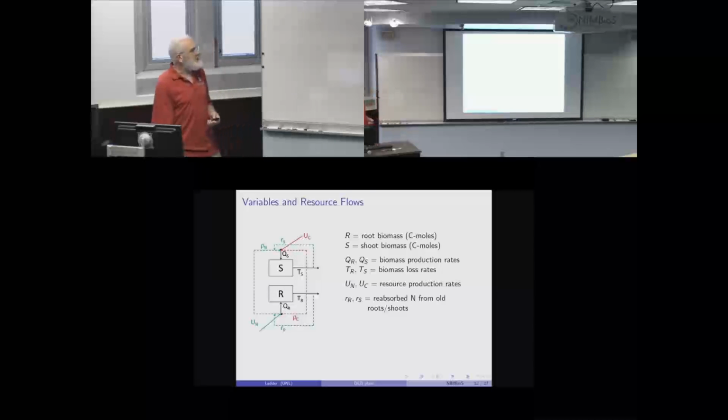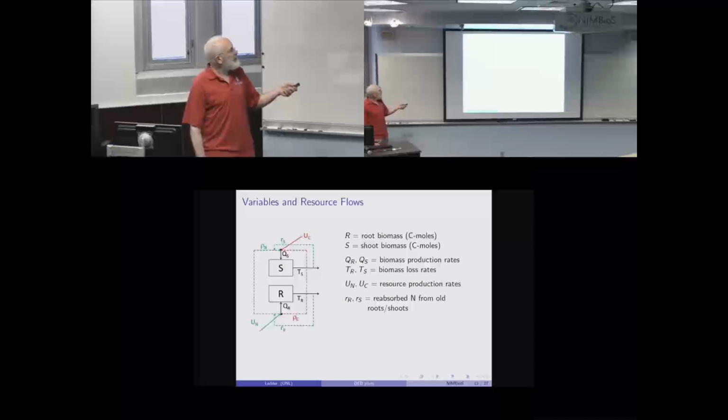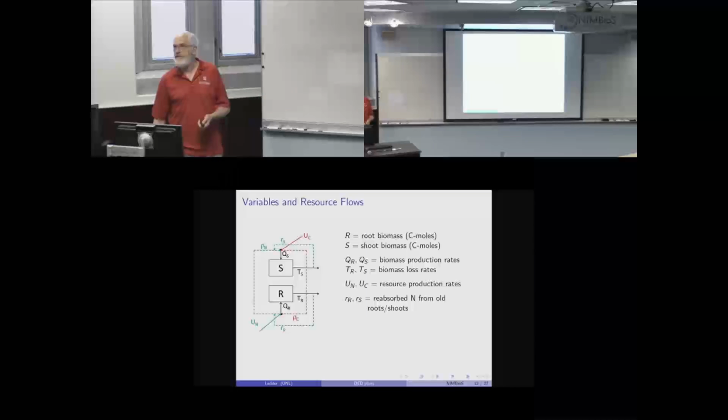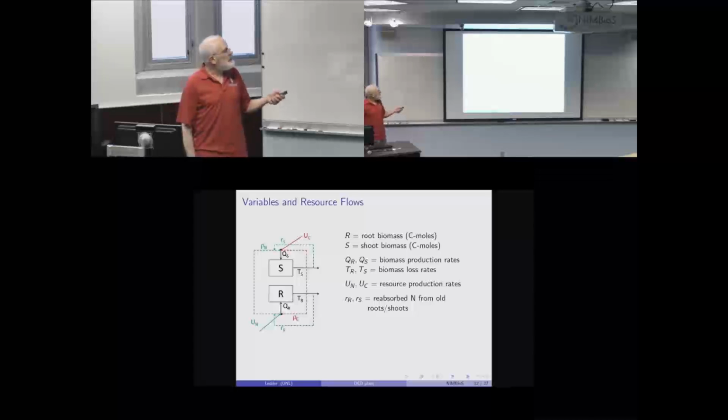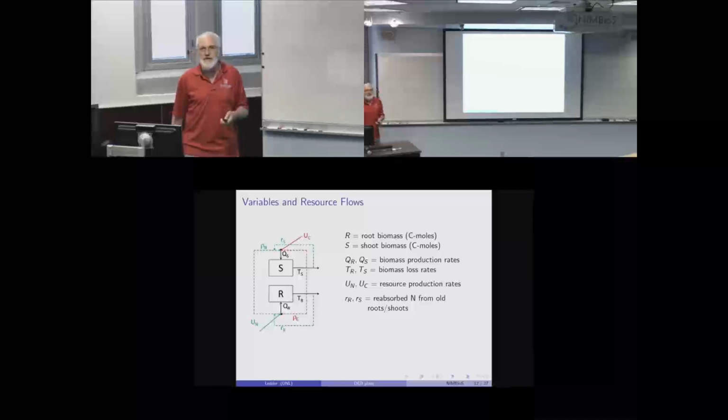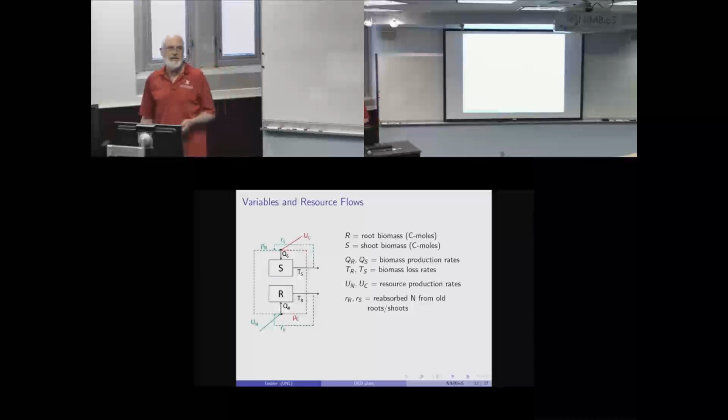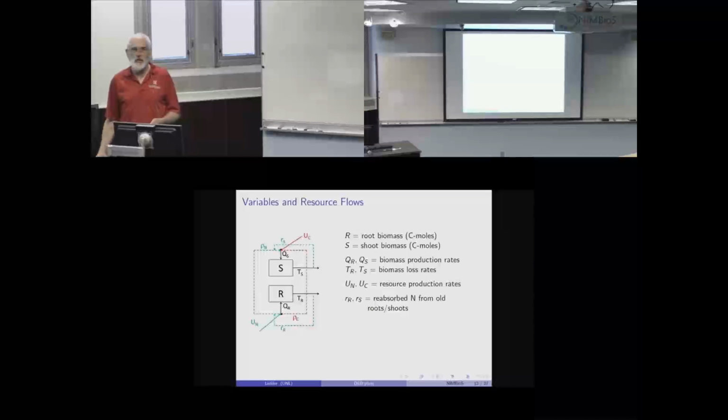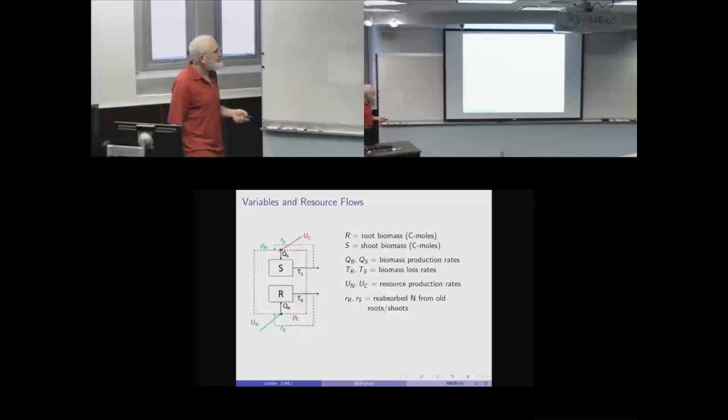There is reabsorbed nitrogen from old roots and shoots, and so in the case of roots, that just gets recycled back to the root synthesizing unit. In the case of shoots, there is a natural supply of nitrogen that doesn't have to come from the roots, but it's a small supply. So if you're not getting any nitrogen from the roots, you still have a little bit of nitrogen coming from the shoots, but it's only coming from reabsorption from old leaves that you're about to drop.